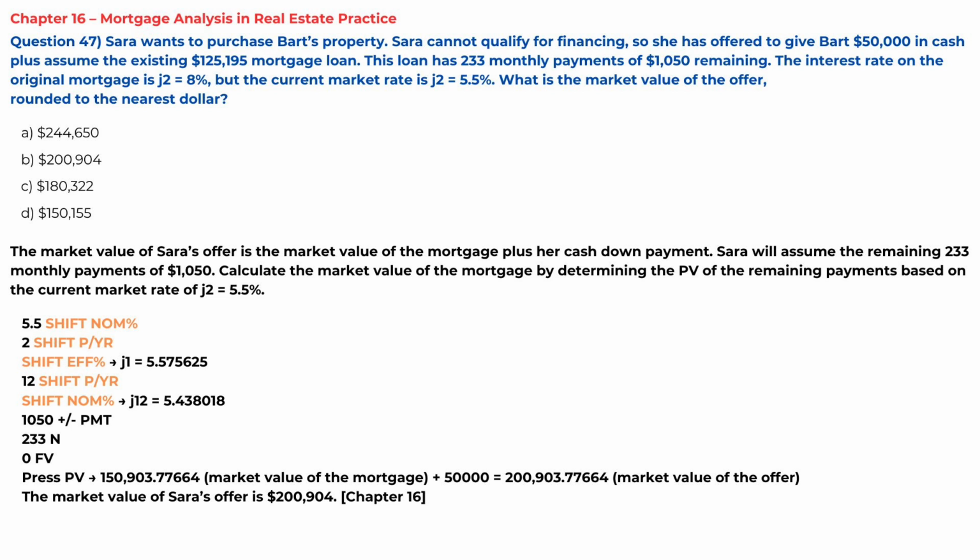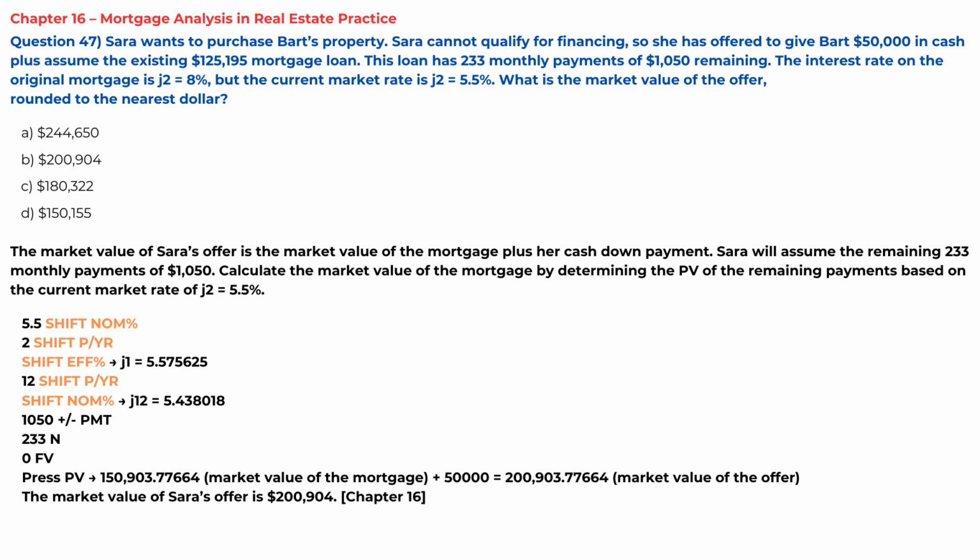Question 47. Sarah wants to purchase Bart's property. Sarah cannot qualify for financing, so she has offered to give Bart $50,000 in cash plus assume the existing $25,195 mortgage loan. This loan has 233 monthly payments of $1,050 remaining. The interest rate on the original mortgage is J2 equals 8%, but the current market rate is J2 equals 5.5%. What is the market value of the offer, rounded to the nearest dollar?